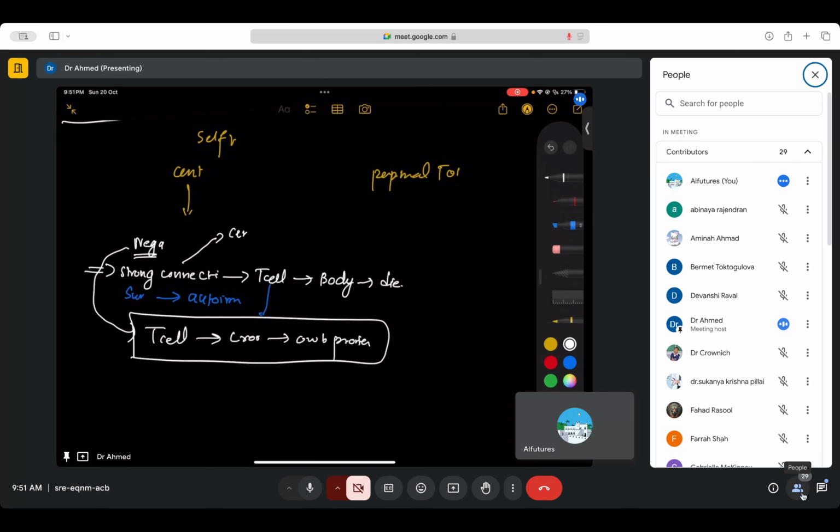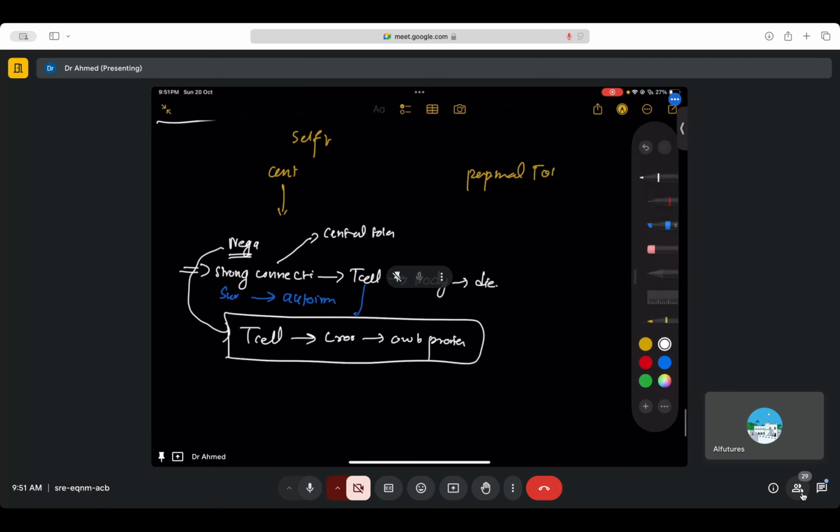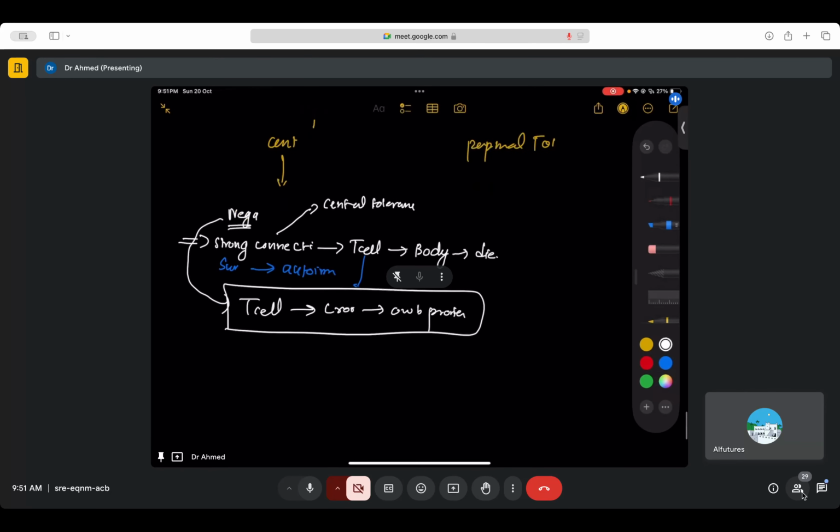Negative selection is your central tolerance. Those cells that escape central tolerance would have the ability to cause autoimmunity. Or in other words, let me make it simple: if they escape negative selection, they are going to attack your normal body parts. Did you guys understand? Why are you guys so quiet? Just tell me if you didn't understand, and I will repeat it again.